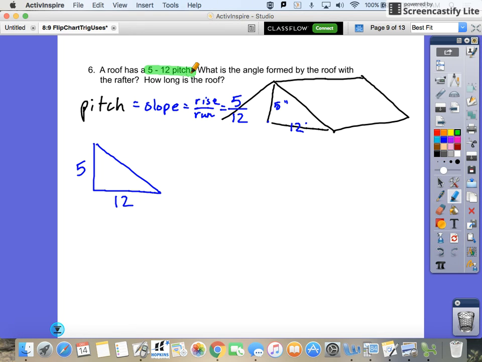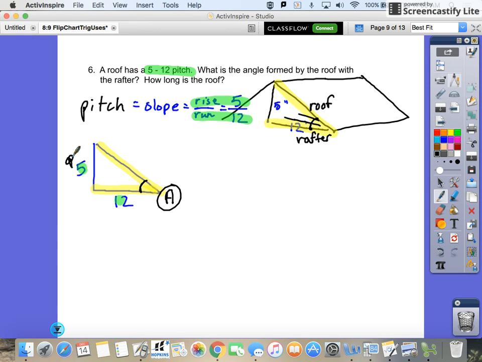This is where a lot of students struggle. 5/12 pitch is rise, run. So the question is, what is the angle formed by the roof with the rafter? So this is the rafter right here, and this is the roof. So what they're asking is, what's this angle right here? You might have heard your parents talk about putting things up in the rafters. What they mean is like lining them up so that they can stack up in the garage on these. So we're looking for this angle here. We'll call this angle A.